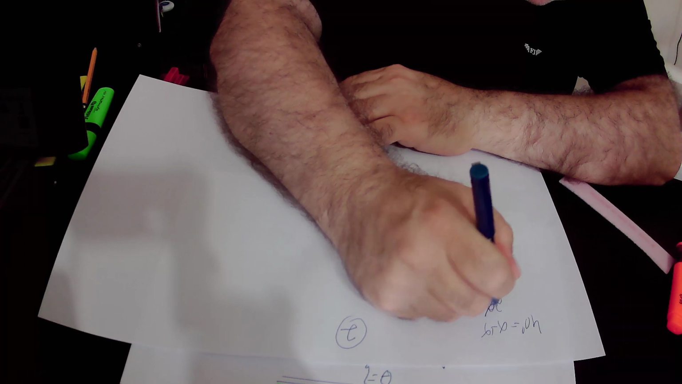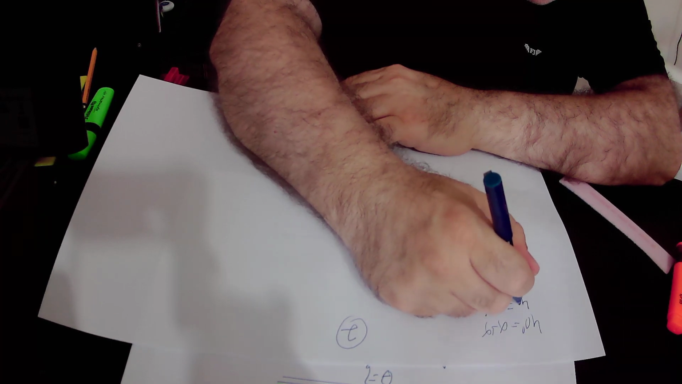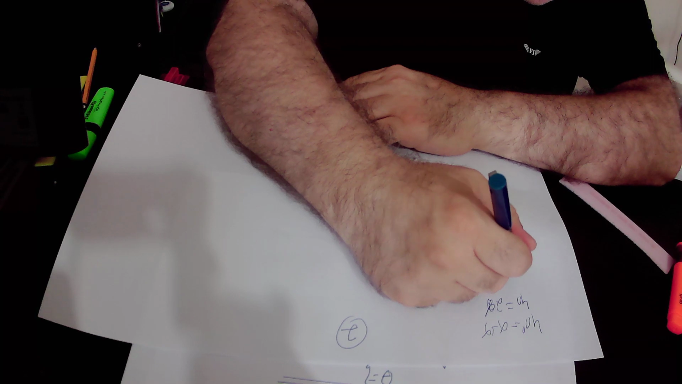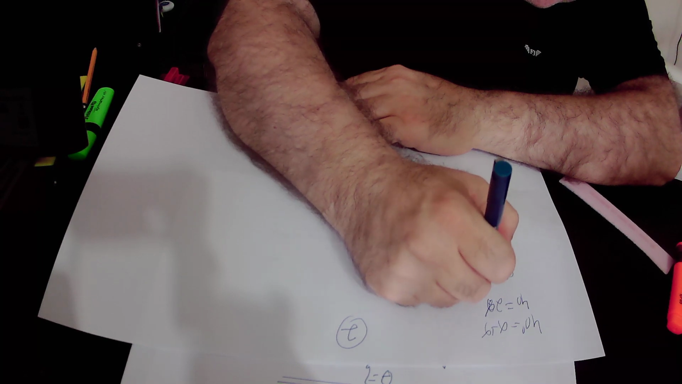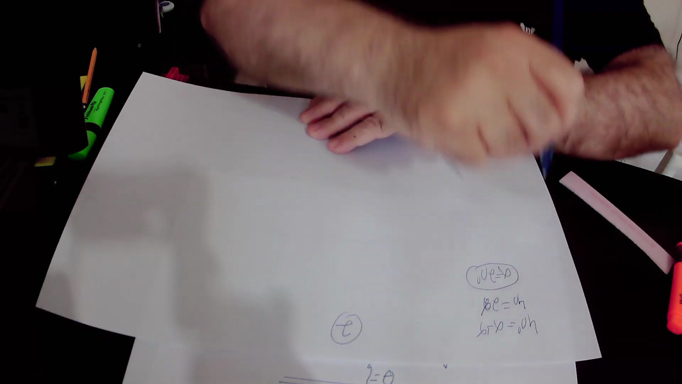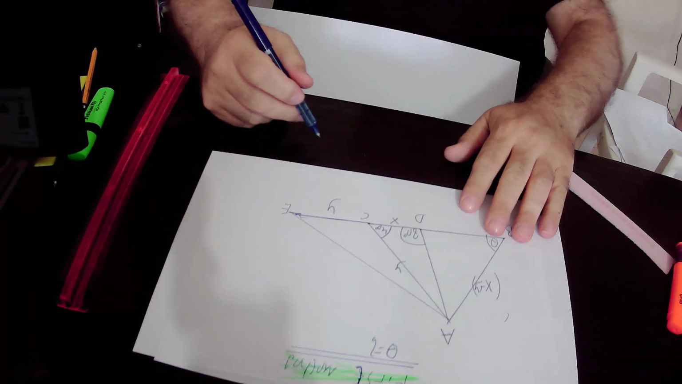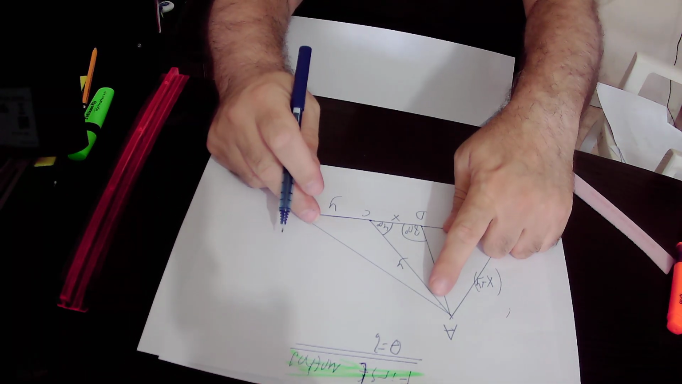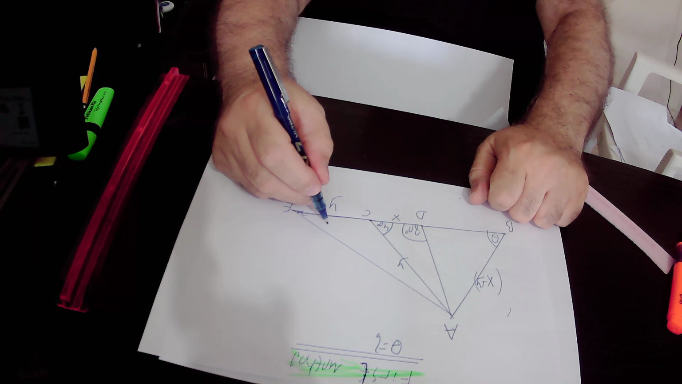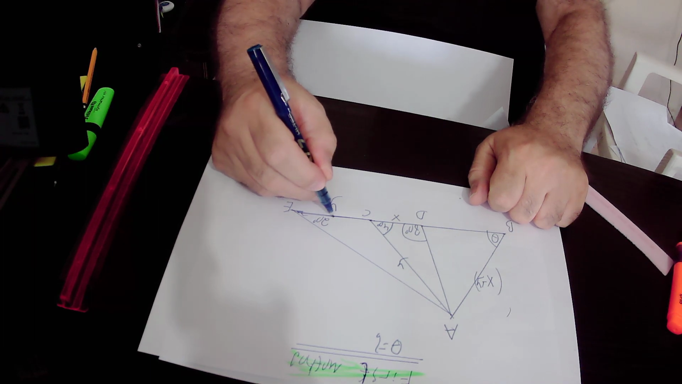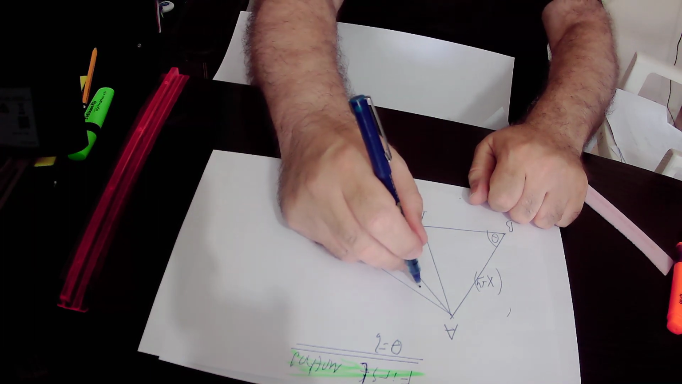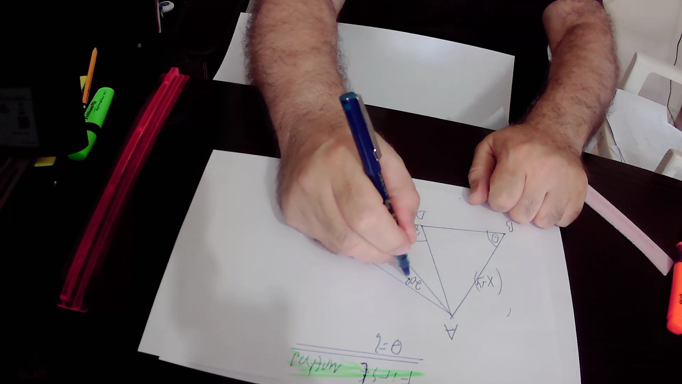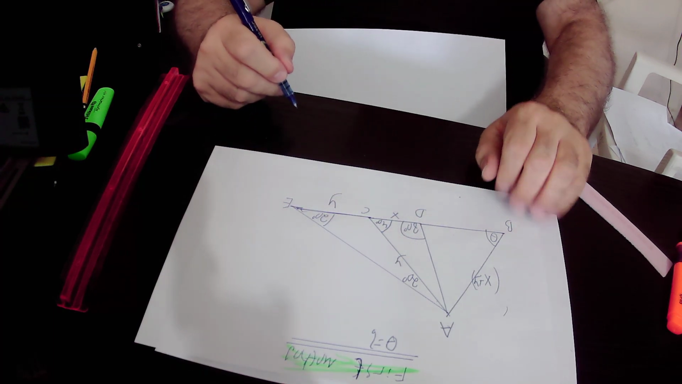Alpha plus alpha is 2 alpha, so 2 alpha equals 40 degrees. We divide this equation by 2 and we get that alpha equals 20 degrees. So actually we found out that those two angles that are equal to alpha are equal to 20 degrees.